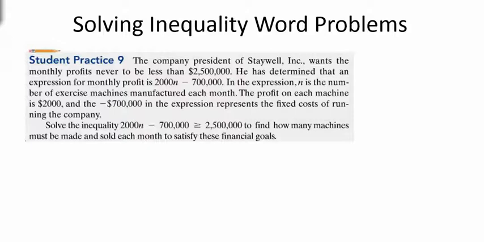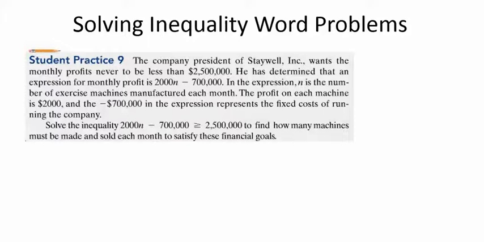In the next example, the company president of Staywell Incorporated wants the monthly profits never to be less than $2,500,000. Never to be less than means that it can equal that amount or it can be greater than that amount, but it can't be less than that amount, so this will be a greater than or equal to inequality. Now he's determined that an expression for monthly profit is 2,000N minus $700,000.